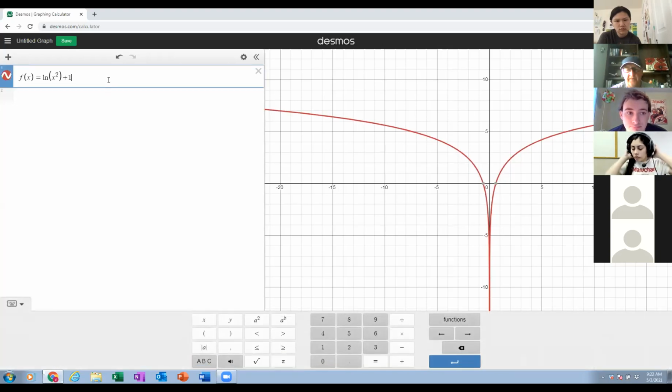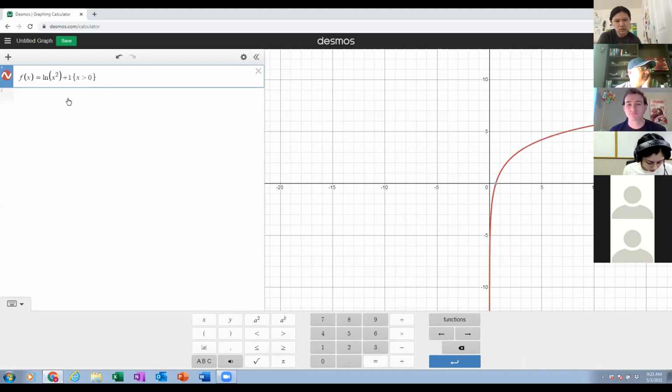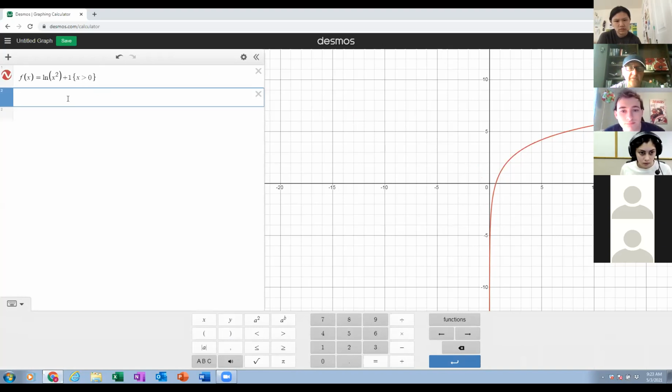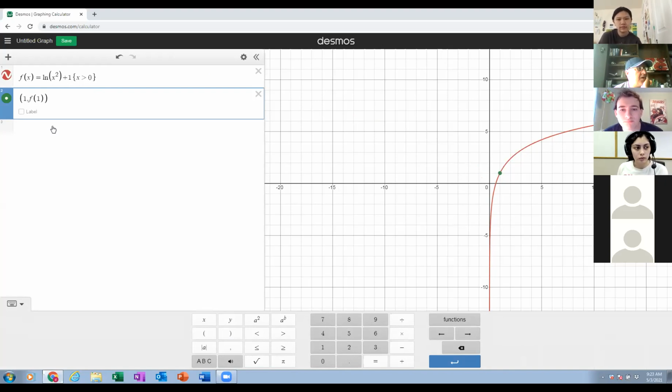Just for the fun of it then, since we said we're centering it at 1, I'm going to go in here and say I want x to be greater than 0, just so I'm only seeing the right-hand side of the graph. And let's also graph the point we're saying this is going to match at. In other words, it's at the point 1, f of 1, isn't it? So we're saying it's going to match up right there. So let's watch it grow and let's see if we got this right.